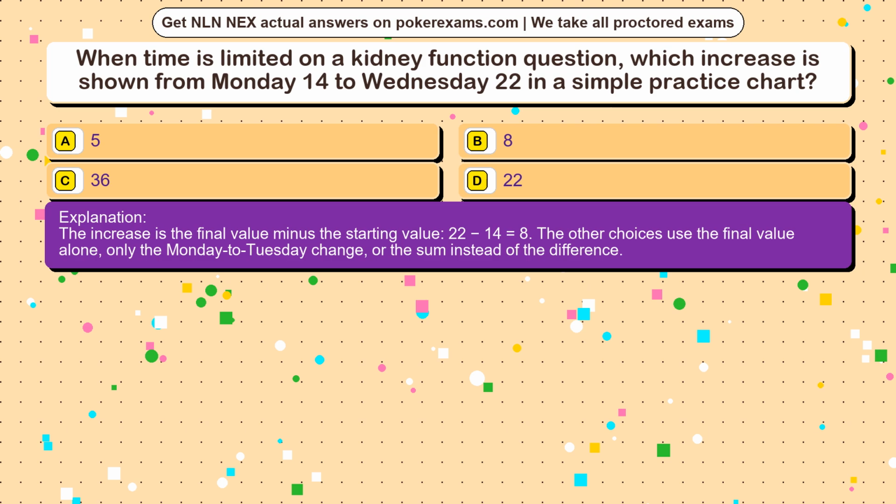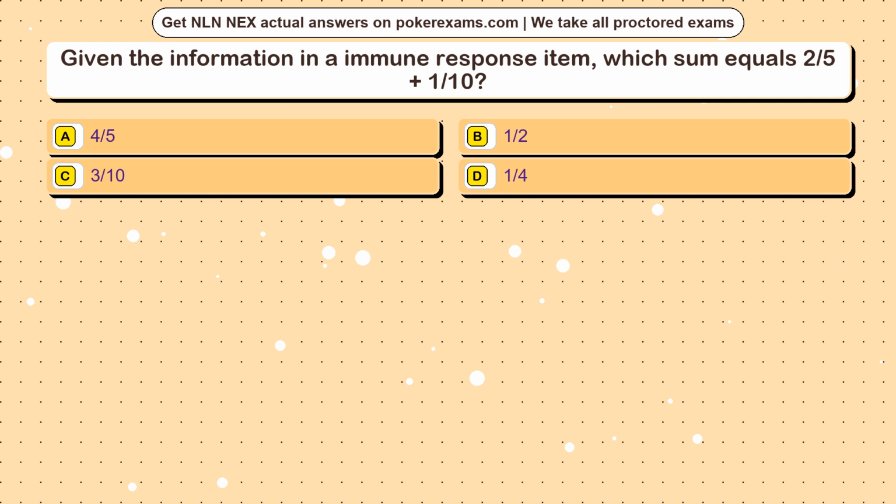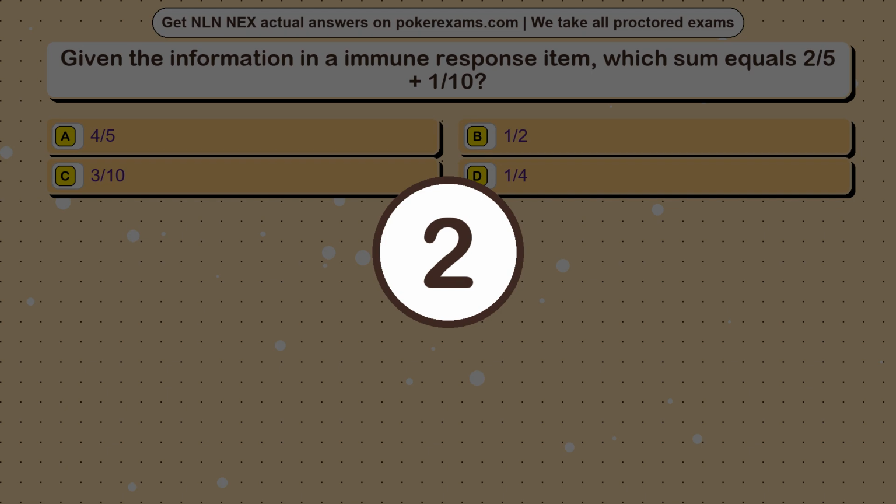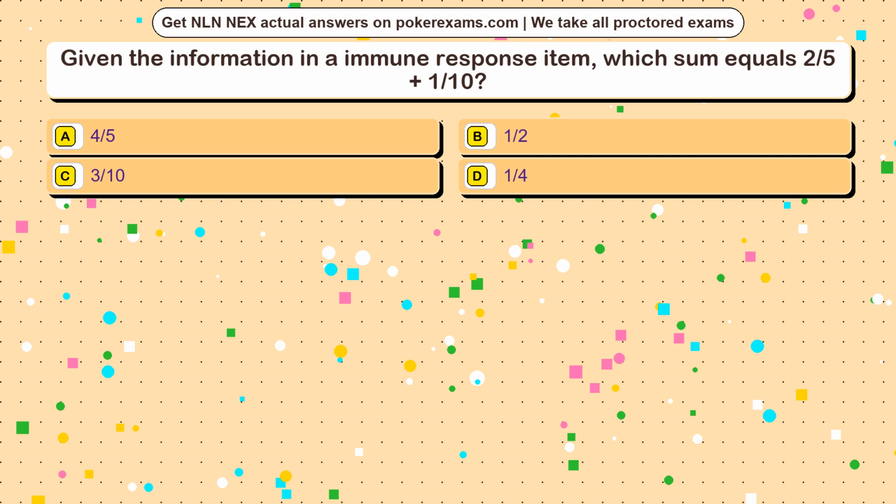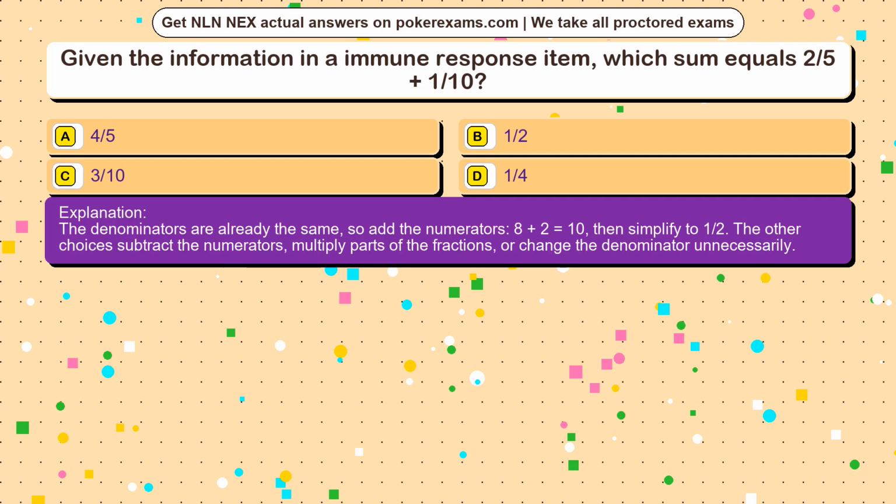Question 6. Given the information in an immune response item, which sum equals 2/5 plus 1/10? Option A, 4/5. Option B, 1/2. Option C, 3/10. Option D, 1/4. The correct answer is option B. The denominators are already the same, so add the numerators, 8 plus 2 equals 10, then simplify to 1/2. The other choices subtract the numerators, multiply parts of the fractions, or change the denominator unnecessarily.